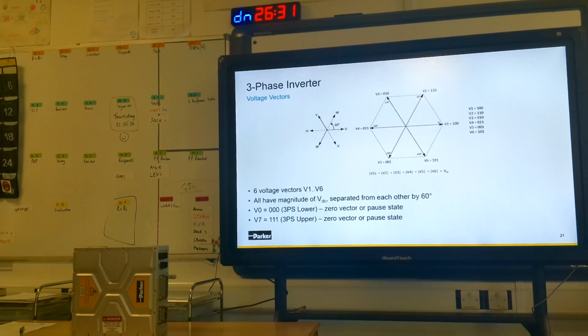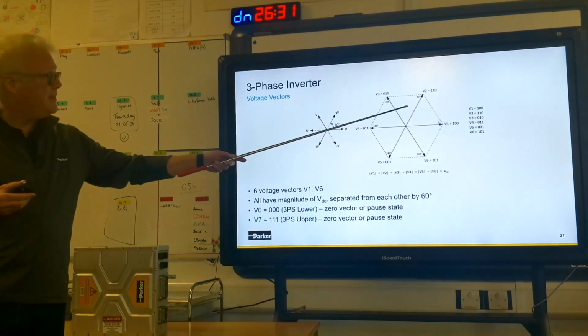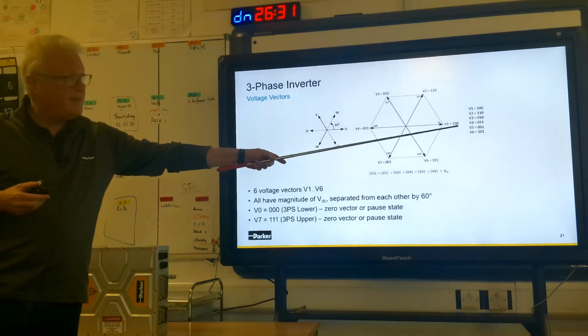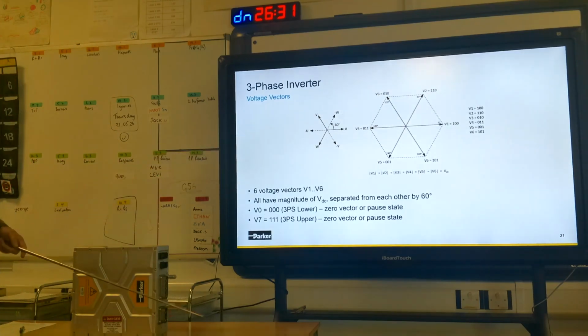So it turns out, if you look at all the possible legal, non-destructive combinations of those power switches, I will end up with 6 vectors, and I've denoted them here, V1, V2, V3, there's 6 of them, and you can see the switching states now associated with them. They all have the same magnitude, they're all spatially separated by 60 degrees, which is quite cool.